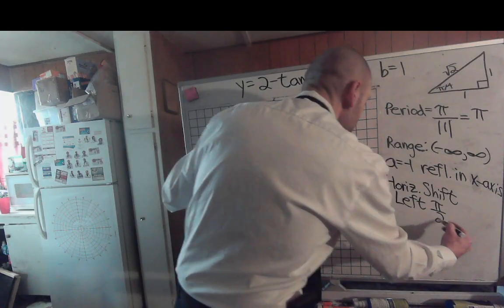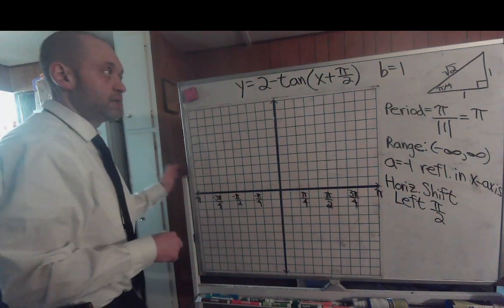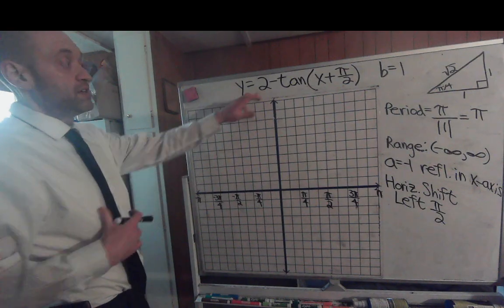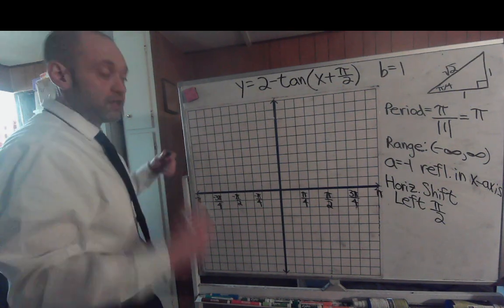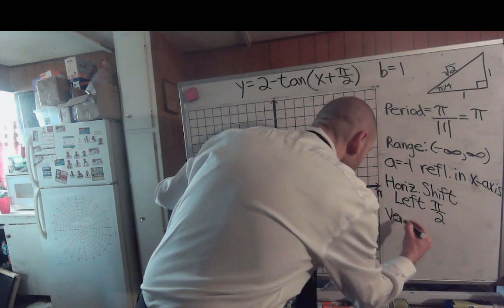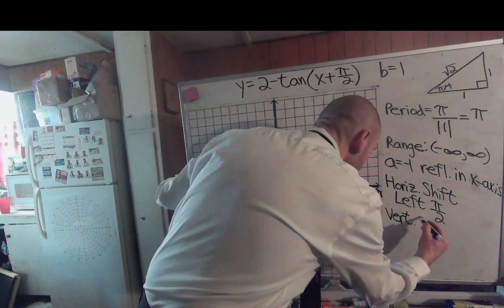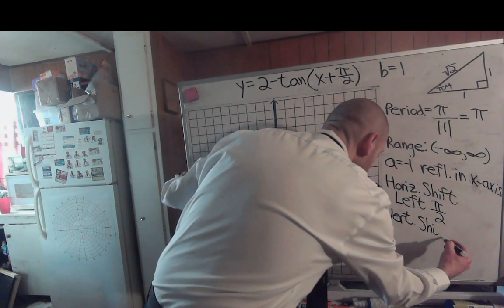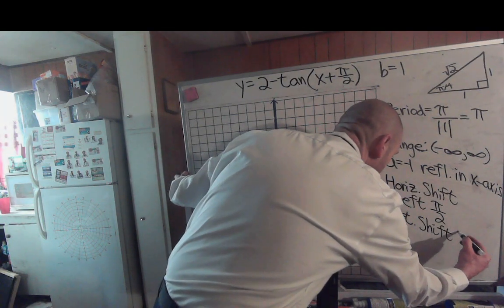So this is going to affect our asymptotes as well. And then we have a plus 2 on that, so we also have a vertical shift up 2 units. So we have a horizontal shift, a vertical shift, and even a reflection. So we got everything going on.